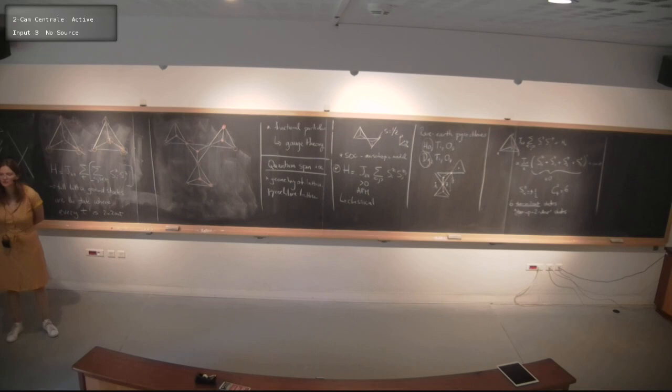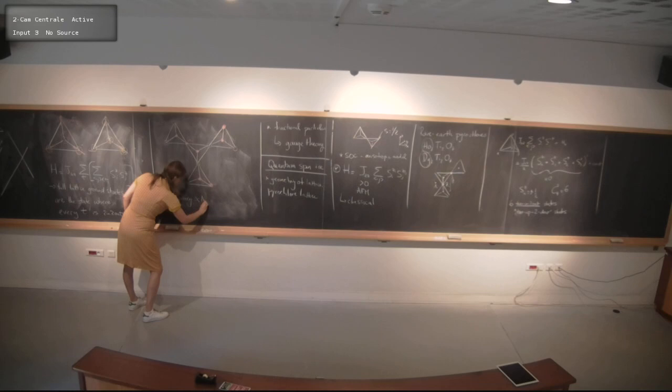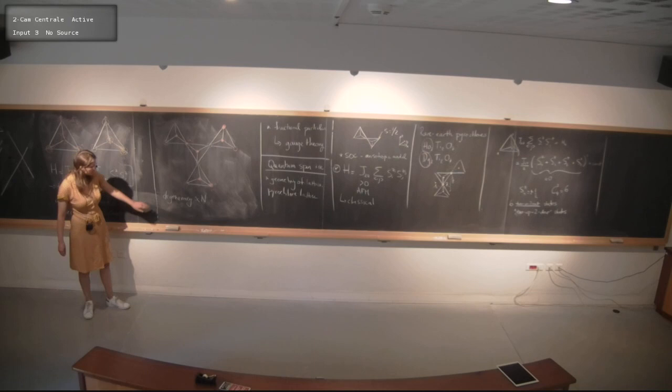Exactly, yes. That's what I was going to say. So the degeneracy scales like n. The degeneracy is extensive, it scales like the number of tetrahedra.